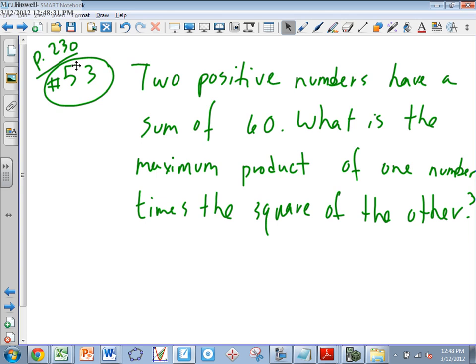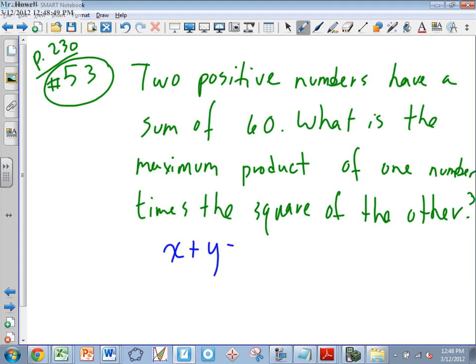We're told right away that the sum of 2 positive numbers, it's very key that they're positive, because we might get multiple answers here. We have to reject the negative. The sum of them is 60. That's our constraint. So what is that? x plus y equals 60.